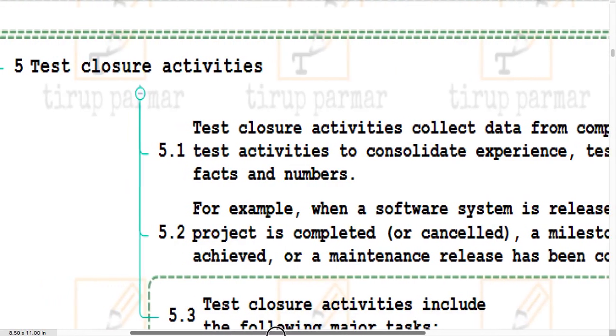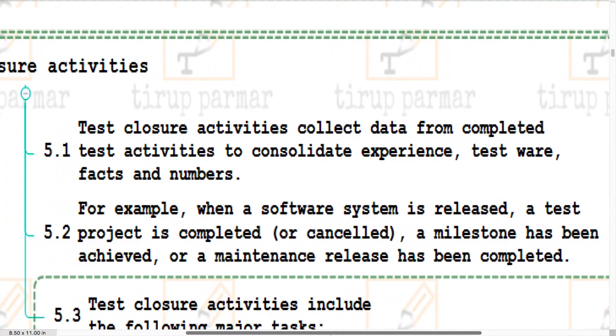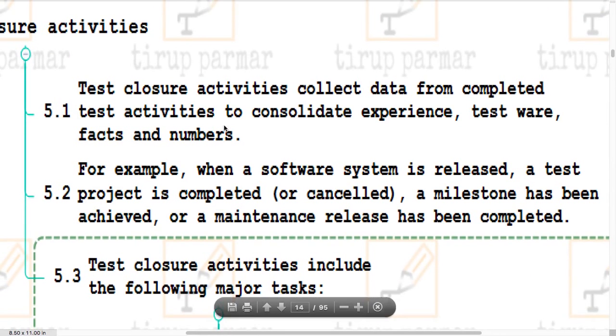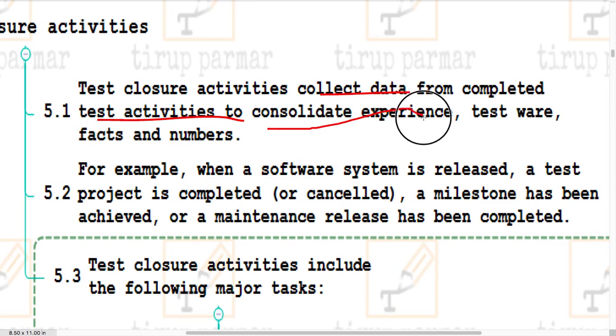Now the next part, as you can see, is test closure activity. So what is test closure activity? It means when to stop testing. Test closure activity collects the data from the complete test activity throughout the phases, whatever testing has been done till now. All those activities, all those reports are consolidated, and that is called the consolidated experience of our software, and based on that we decide whether we should stop our testing or not. For example, when a software is released, the test project is completed or cancelled, a milestone has been achieved, or a maintenance release has been completed.